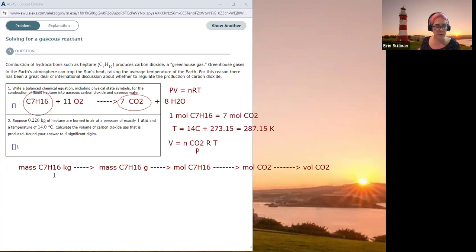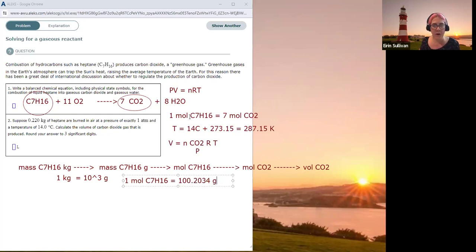Okay, so my conversion between kilograms and grams is 1 kilogram is 10 to the power of 3 grams. My conversion between mass and moles of heptane is 1 mole of heptane has a mass of, what's the molar mass? Let's do it quickly. 7 times 12.011 plus 16 times 1.0079, I think. Can't remember. It's about 100. If I'm off, so be it. 100.2034 grams. Okay.